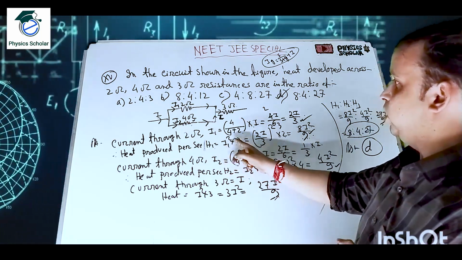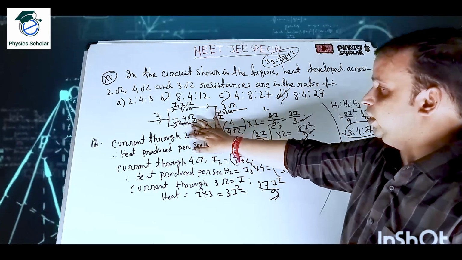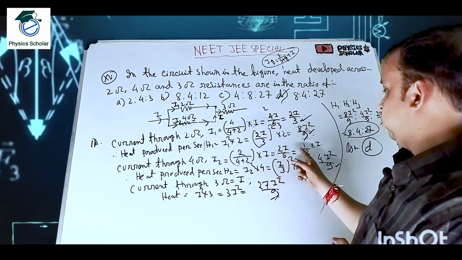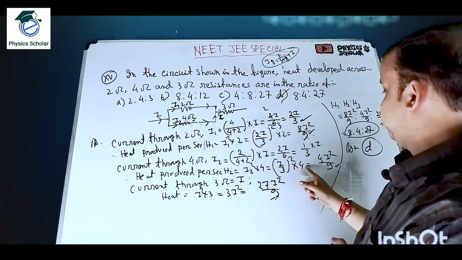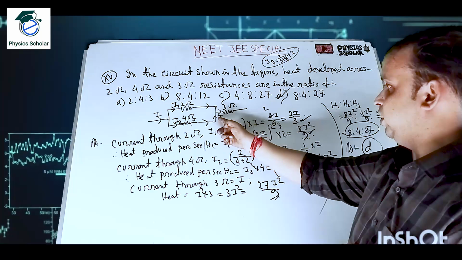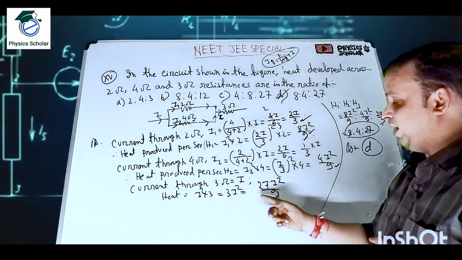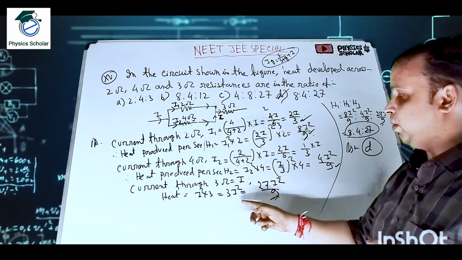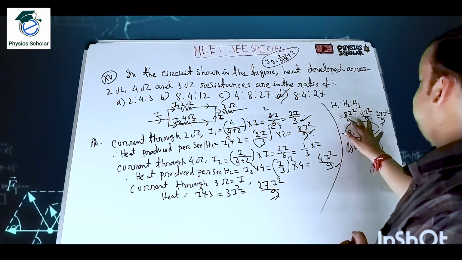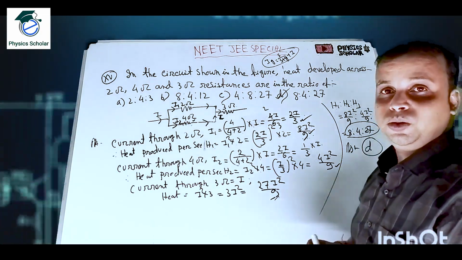Now the heat produced in the 2 ohm resistor is I1 square into 2. Similarly, the heat produced in the 4 ohm resistor is I2 square into 4. I2 is I by 3, so I by 3 whole square into 4 is 4I square by 9. Now the current through the 3 ohm resistor is I. So 3I square is equal to 27I square by 9, multiplying numerator and denominator by 9. Now H1 is to H2 is to H3: 8I square by 9 is to 4I square by 9 is to 27I square by 9, which is 8 is to 4 is to 27.